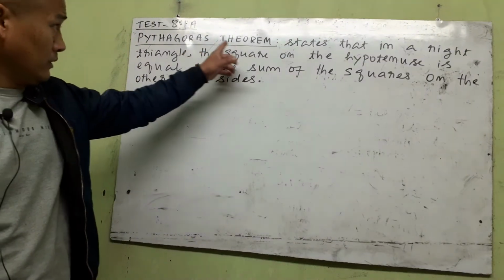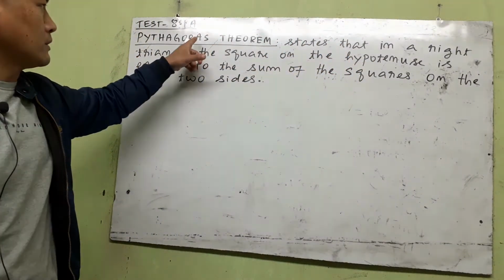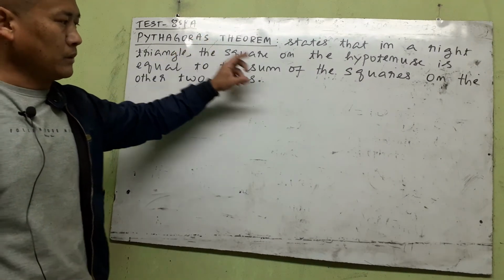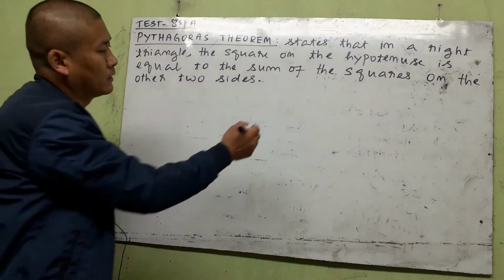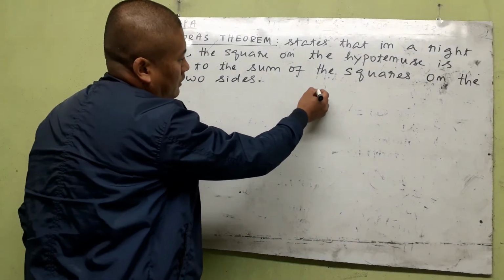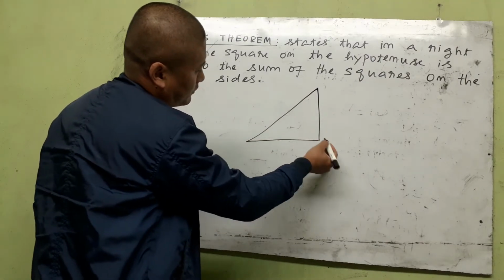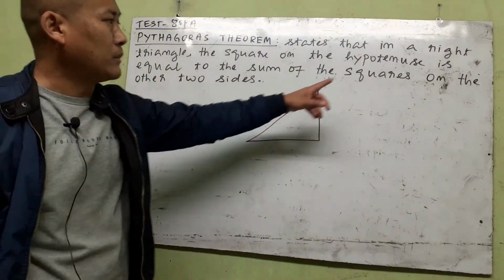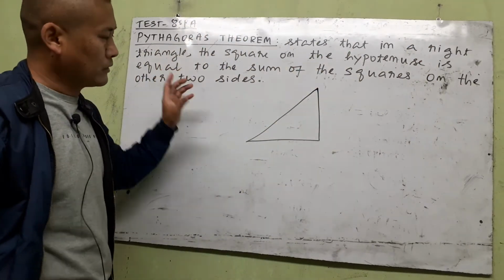So this is saying that in a right triangle, that means Pythagoras theorem is applicable only for a right triangle. So we need to understand the Pythagoras theorem clearly first. So let us take a triangle, and the triangle must be a right triangle. So what is a right triangle?